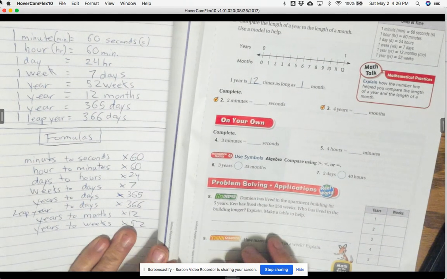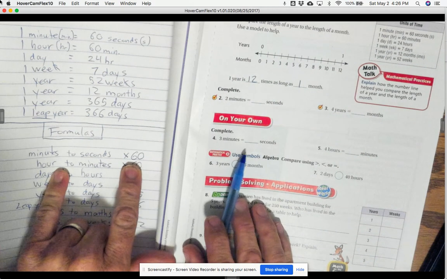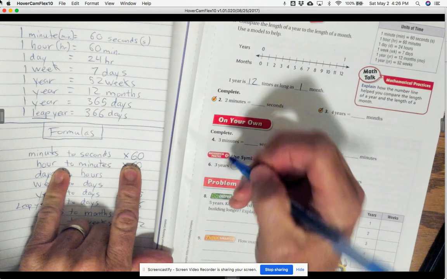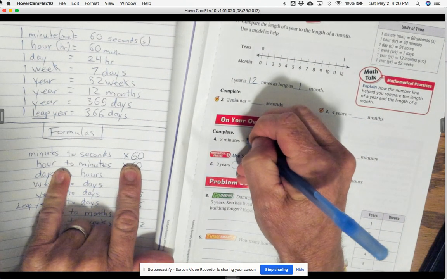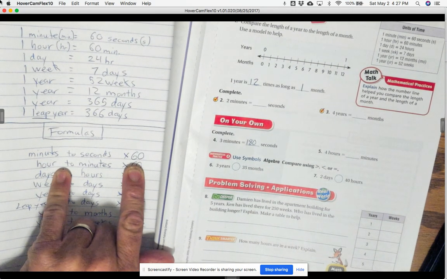So, minutes to seconds, that's times 60. 3 times 60, remember, just think 3 times 6, 18, but it's 60, so we have to add that 0.